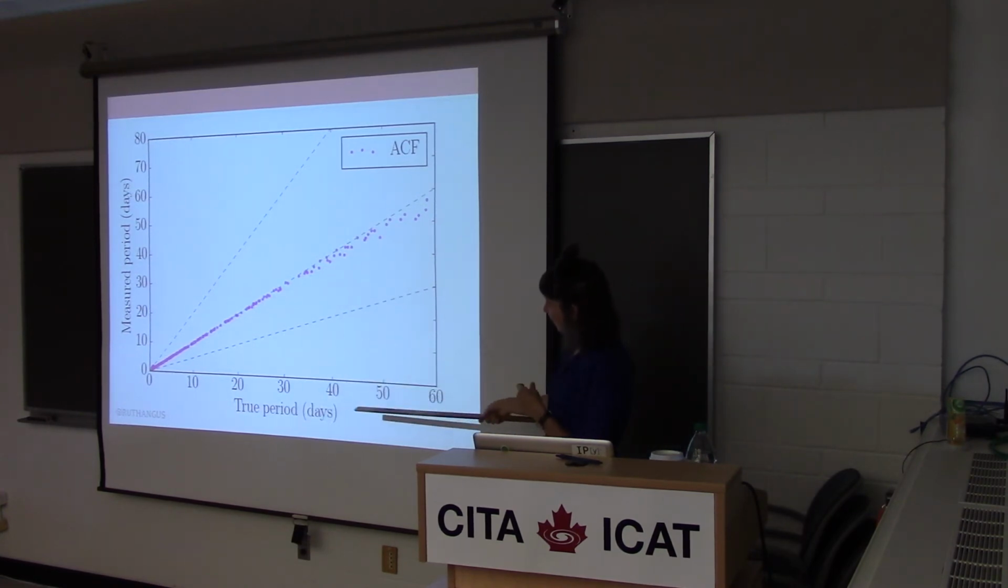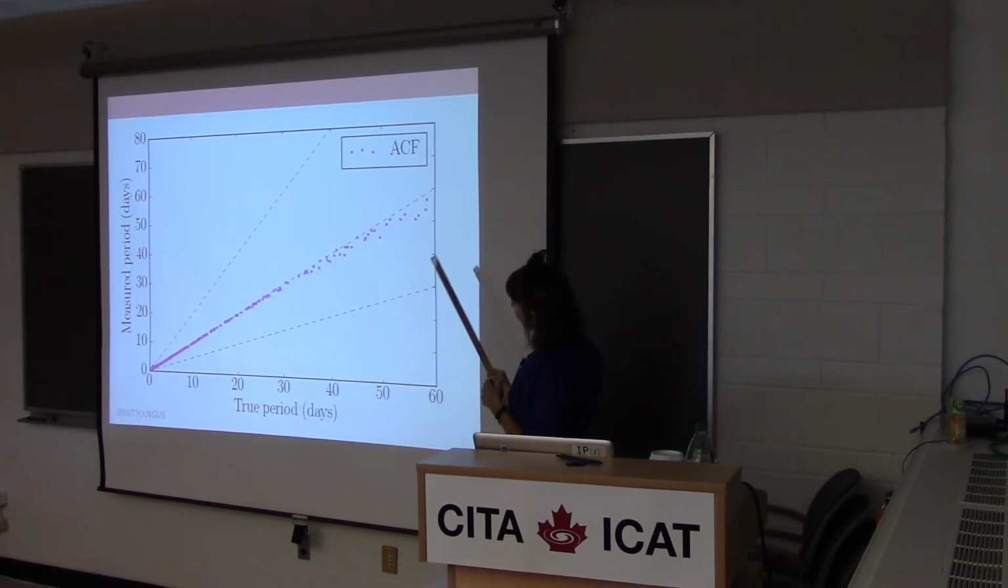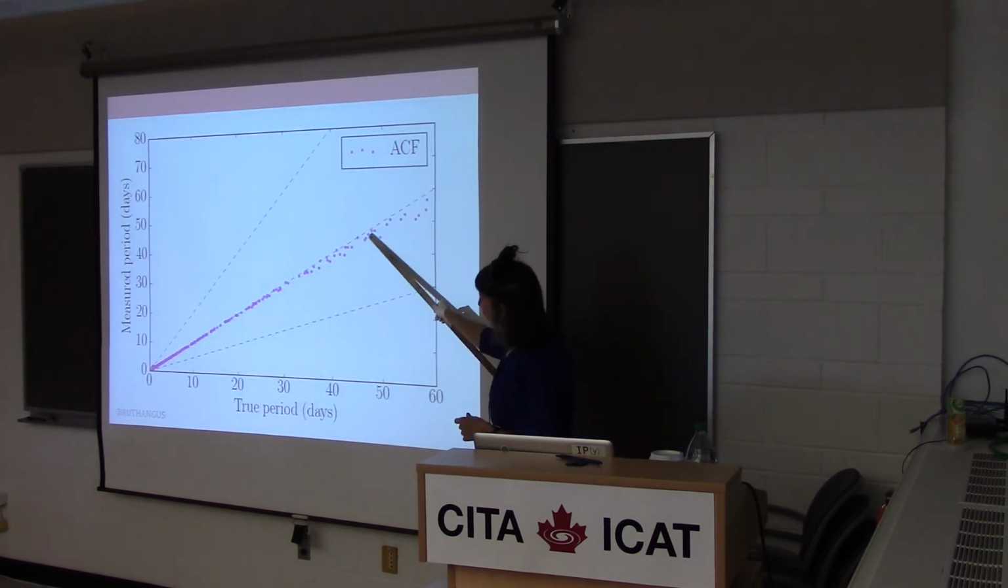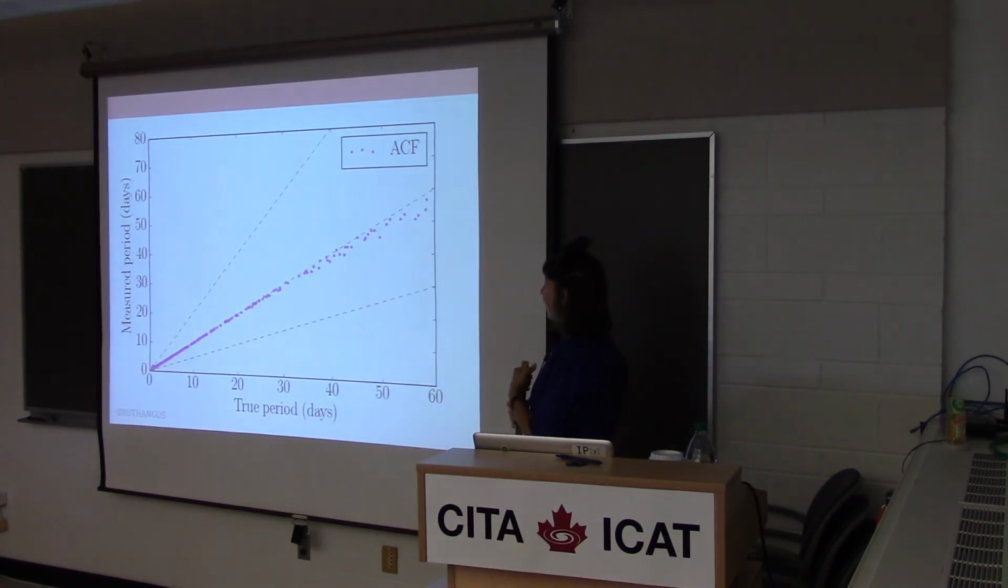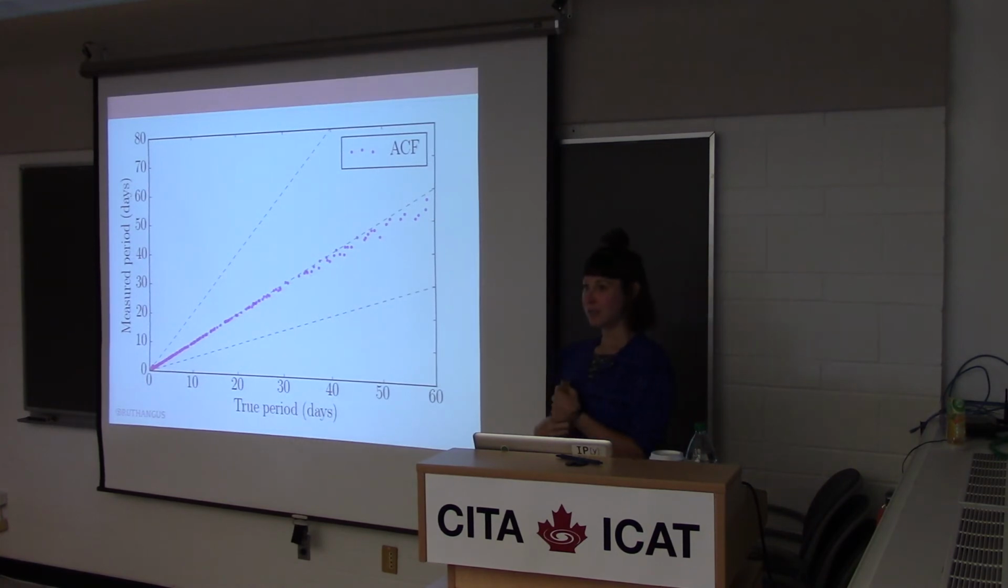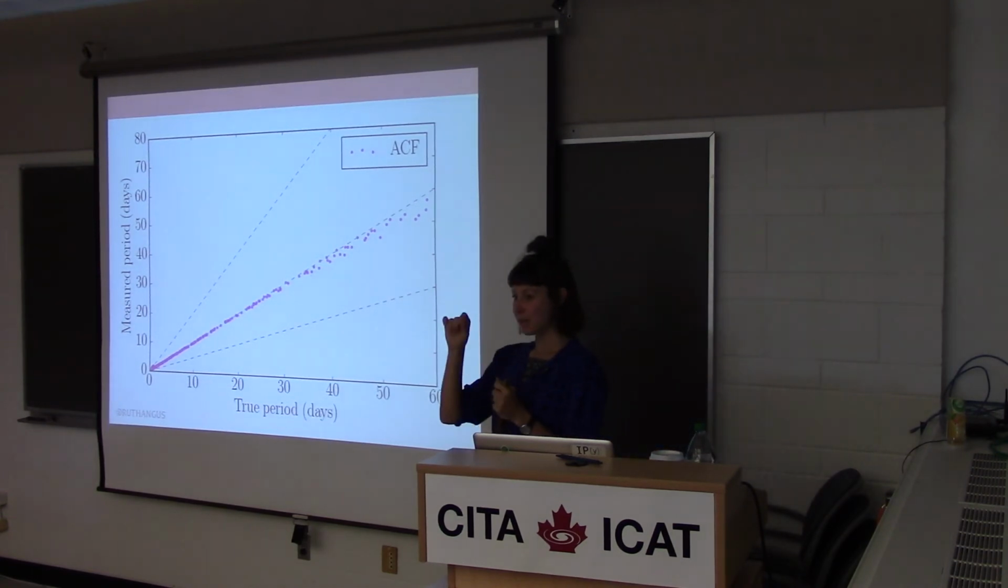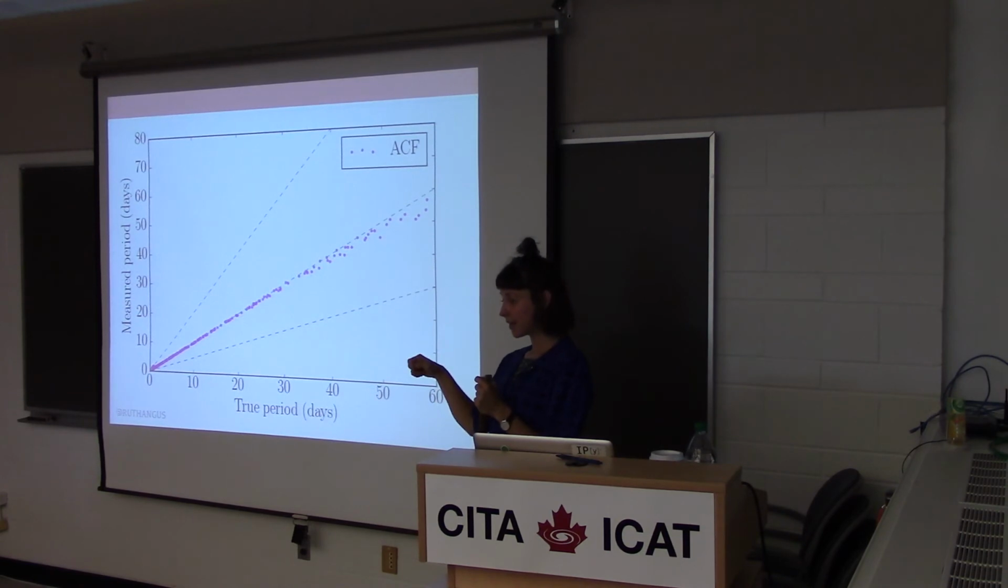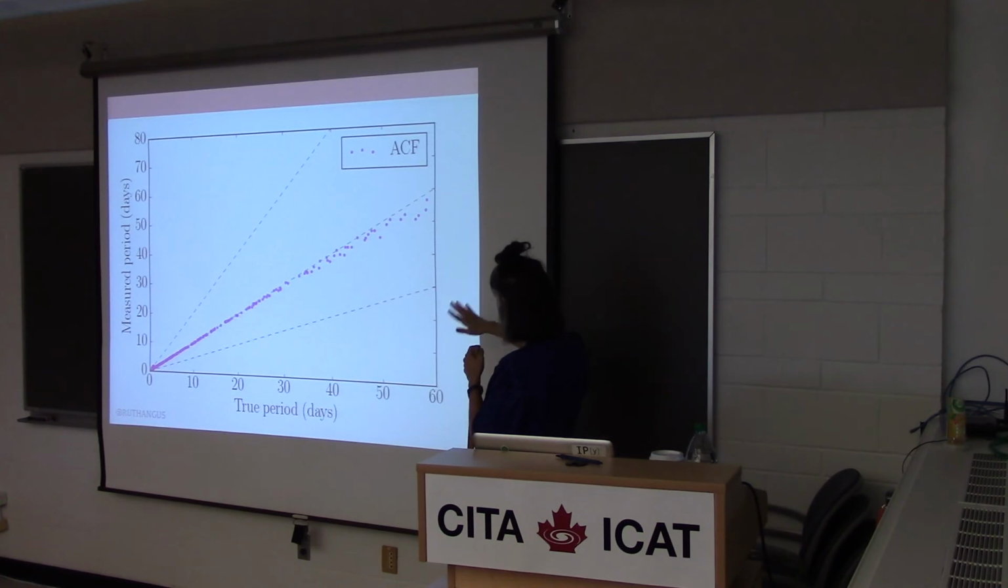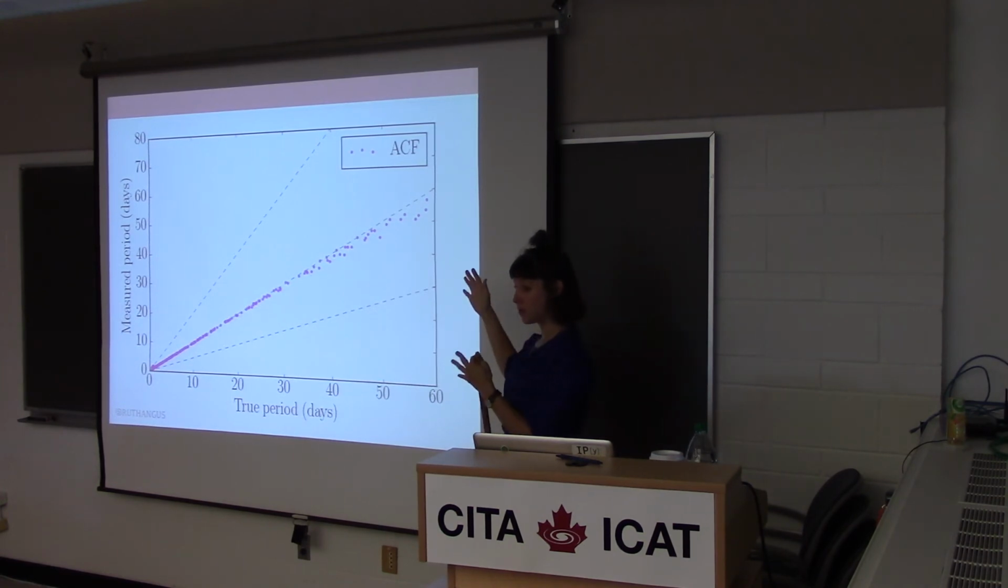This is measured period versus true period. And ideally, you'd want the points to lie along the 1-to-1 line, of course. And the autocorrelation function results actually lie a little bit below the line. And we know the reason for that. It's because an autocorrelation function looks like a sinusoid superimposed on a decaying exponential. So the position of the first peak in your autocorrelation function, which is what you usually measure as the rotation period, is shifted up like this, and you tend to measure a rotation period that's a little bit short.